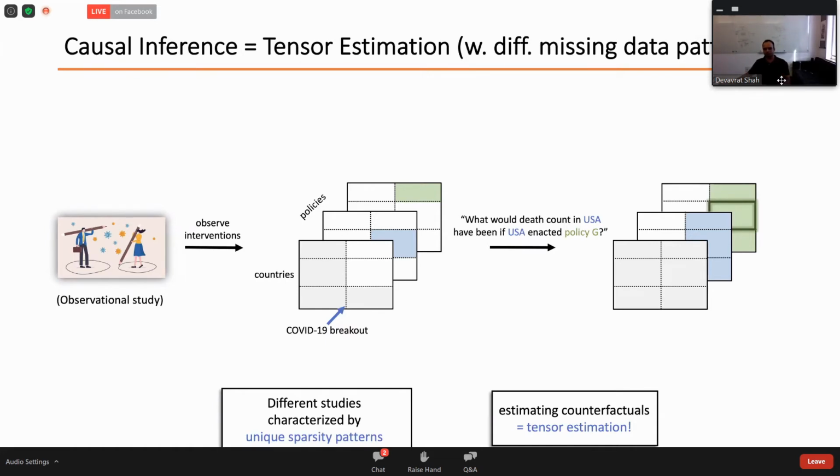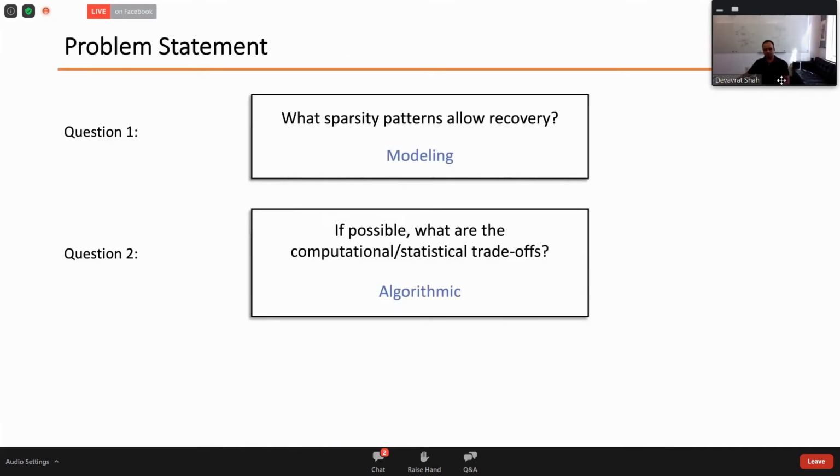All right, so what we have done so far is I've told you a prototypical question in terms of policy evaluation in the context of COVID-19 for causal inference with observational study. We set the question through this lens of tensor estimation. Now let's understand how synthetic intervention tries to solve this problem. In a nutshell, the question that we are going after is what sorts of sparsity patterns in a tensor can be solved in a statistically and computationally efficient manner.